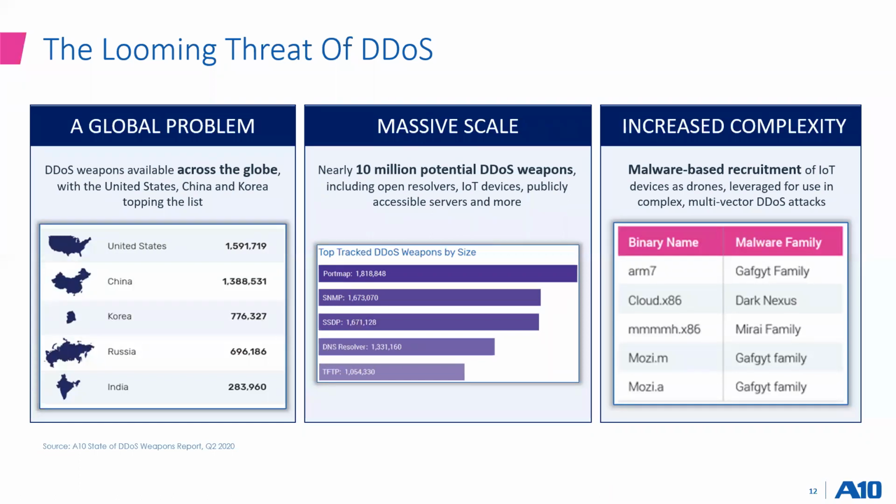So this data that we're seeing on the screen is from Q2 of this year, where we saw about 10 million potential DDoS weapons. Now, you might be asking, what's a potential DDoS weapon? These are any servers or services that are available on the internet with little to no protection. And these are easily usable in reflection attacks or amplification attacks, where you send a request to a server, for example, a DNS resolver, and you spoof the response.